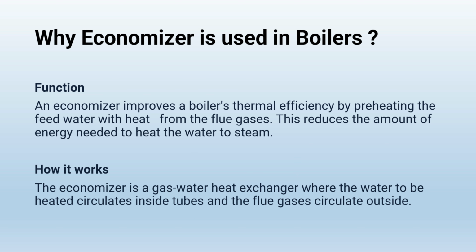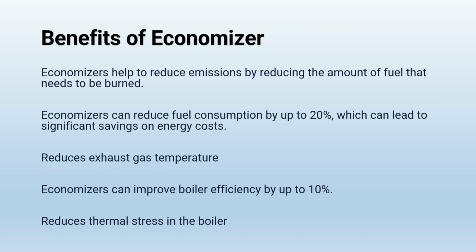Today, we will discuss the function of the economizer and how it works. The function of an economizer is to improve the boiler's thermal efficiency by preheating the feed water with heat from the flue gases. This reduces the amount of energy needed to heat the water to produce steam. Economizer is a gas-water heat exchanger where the water to be heated circulates inside the tubes and the flue gas circulates outside. Now, we will discuss the benefits of an economizer in a boiler.